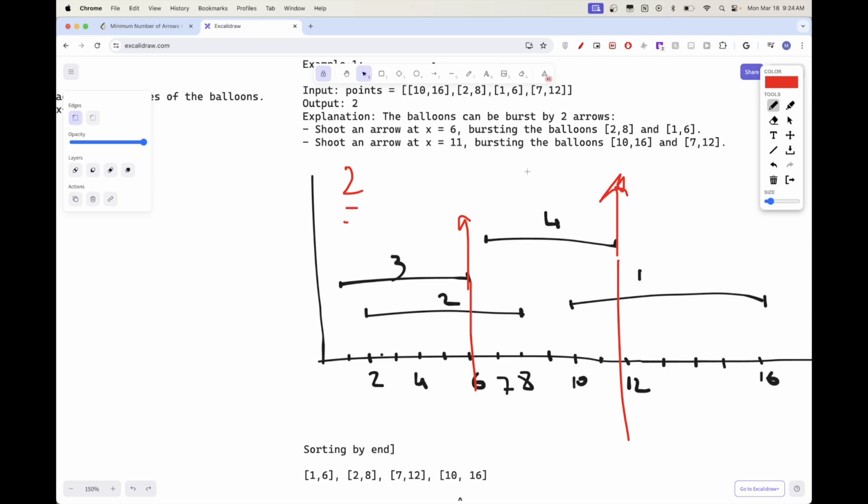So if you think about the approach I used here to optimize, what did I do? Well, I burst the balloon at the end position of each of the intervals, so that if there is one that intersects with it, we increase the chance of it bursting it, right?